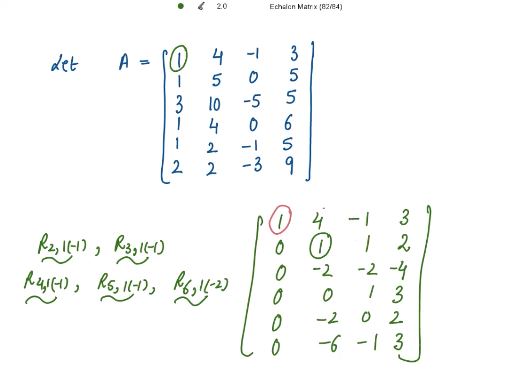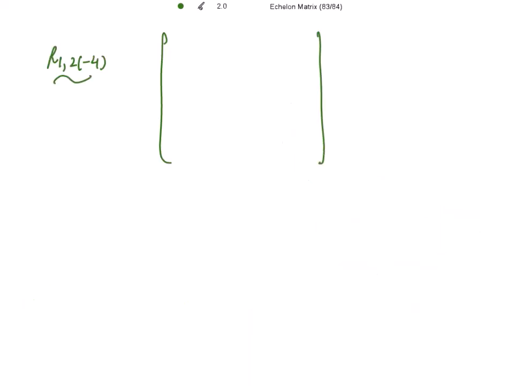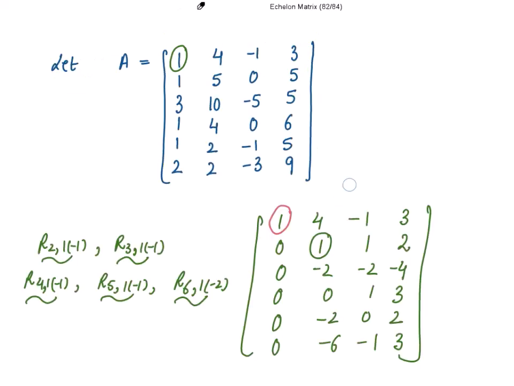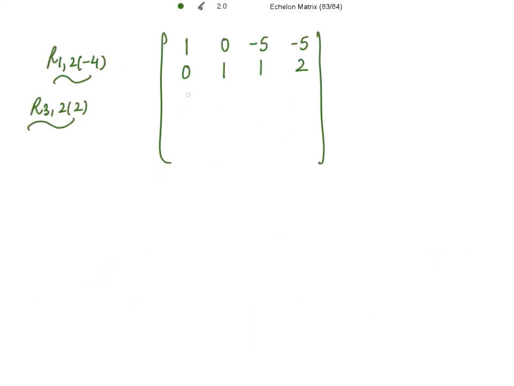For that, to make this 4 to be 0, I need to multiply the elements of the row 2 with -4 and adding its elements to the row 1. So I'm getting in the row 1 to be as 1, 0, -5, -5. Writing the elements of the row 2 as it is. And then to get 0 in place of -2, I need to multiply the elements of the row 2 with 2 and adding its elements to the row 3. So I get the elements in the row 3 to be as now 0, 0, 0, 0.